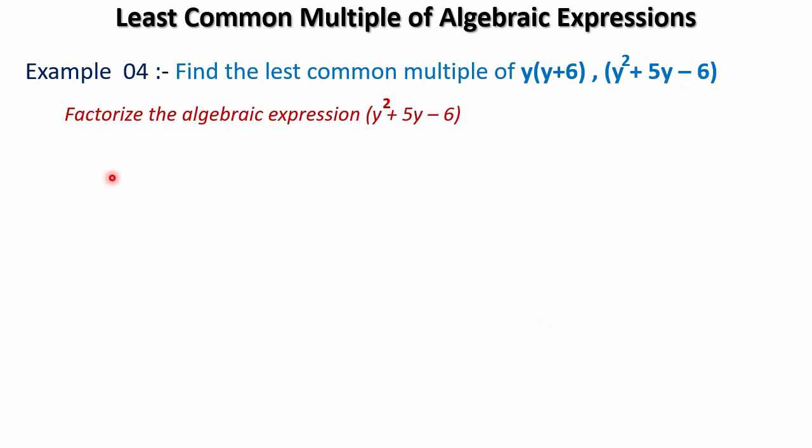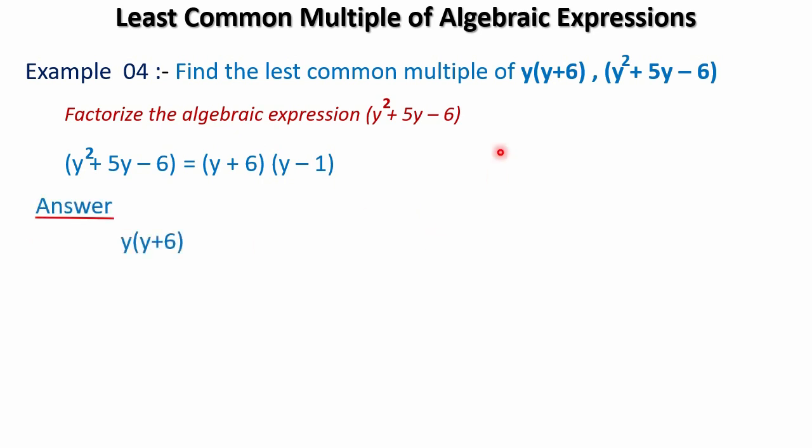So first step, you have to factorize this algebraic expression. If you factorize this algebraic expression, you have already done that. So it becomes y plus 6 into y minus 1. So we can write the answer like this. First of all, y into y plus 6 you can rewrite as y into y plus 6 as it is. And this term y square plus 5y minus 6, you can factorize. So this is the answer, y plus 6 into y minus 1, with the multiplication sign.